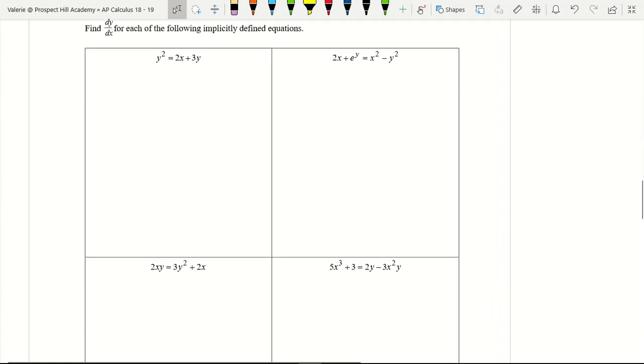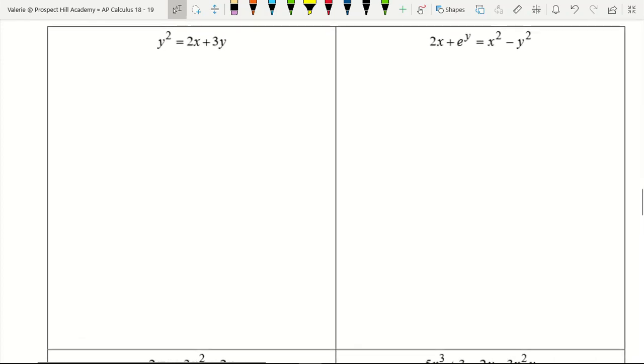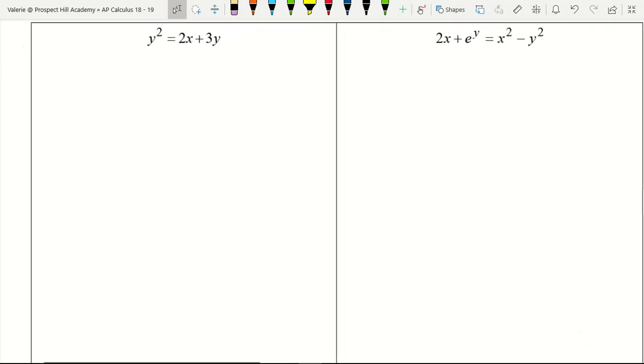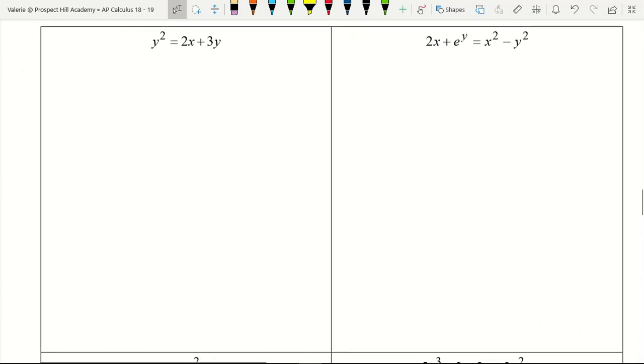Page 117. For this page, we're really just practicing how to implicitly differentiate. So I'm going to do 2 problems. I'm going to do the 2 on the left side, and I'm going to leave the 2 on the right for you to do on your own. But the 2 on the left, start with the top. So I want to implicitly differentiate y squared equals 2x plus 3y.